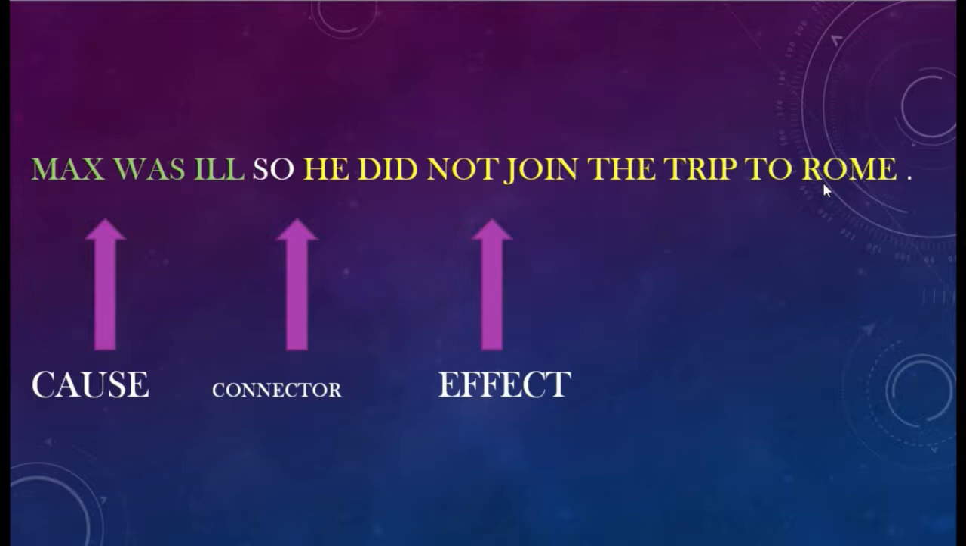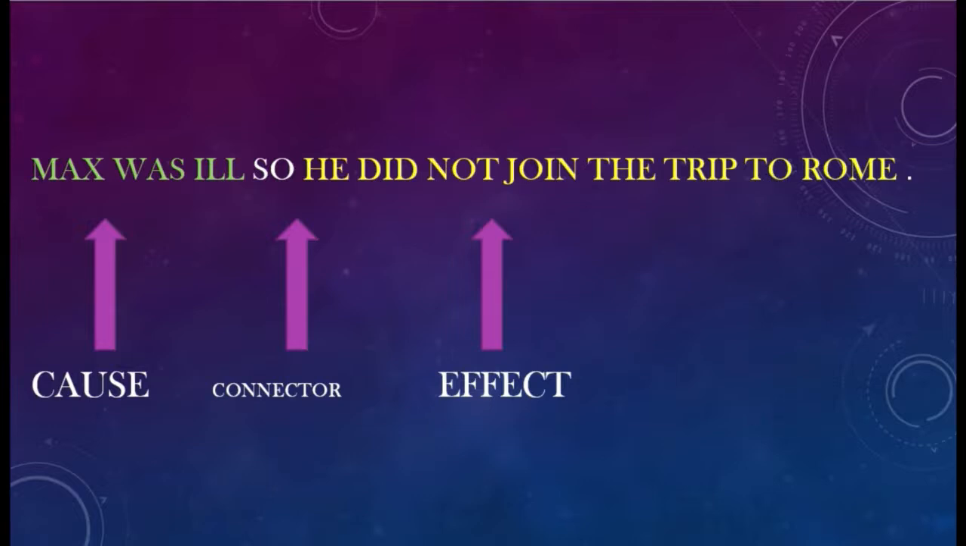Now, let us ask the same question. Why did Max not join the trip to Rome? What was the cause? The cause was his illness. Max was ill. Now, since he was ill, what was the effect? The effect was that he didn't join the trip to Rome. So, Max was ill, so he did not join the trip to Rome. Max was ill is the cause, so is the connector, he did not join the trip to Rome is the effect. Very good.